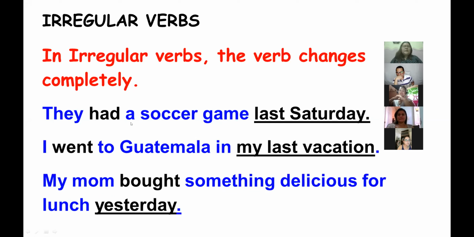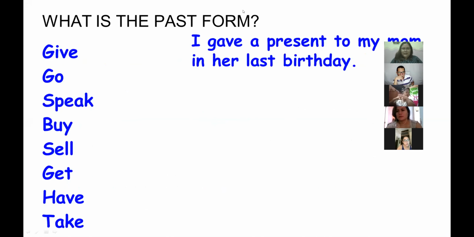Thank you. So here we have examples using irregular verbs. They had. I went. Like when you gave me the example about the kids, the kids went to the beach. They went to the beach. Went is here. Went to Guatemala. And my mom bought. So we are using the verbs in the past, right? We have to create more examples, okay? Let's do it together. First, let's do it together here.